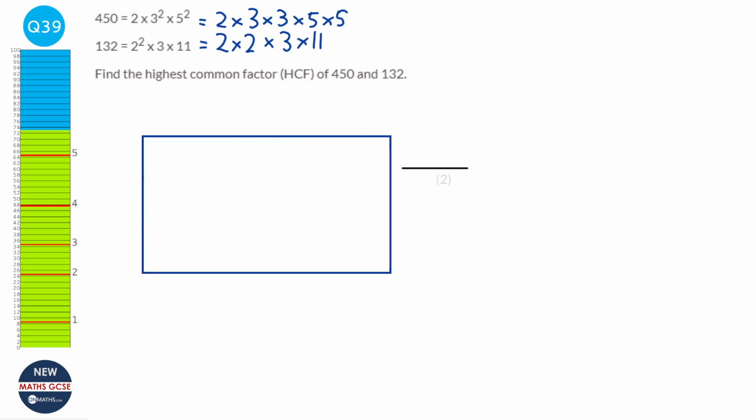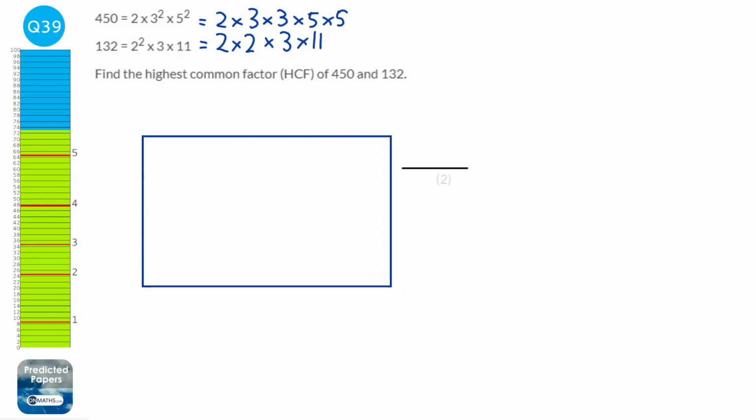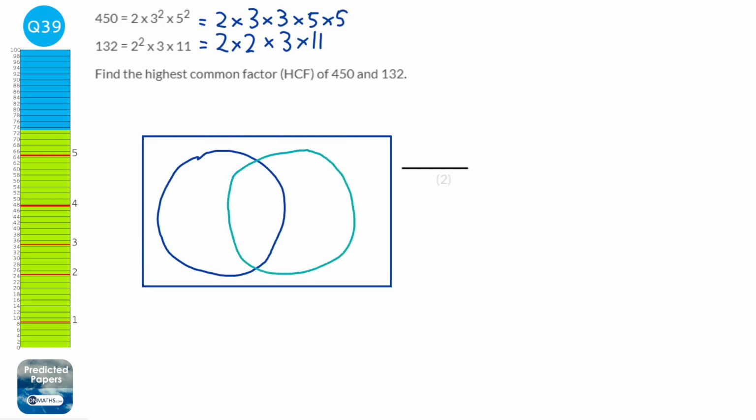So I'm just removing the squares, and we're going to draw ourselves a Venn diagram. So let's just do a rectangle on the outside. I'm going to try and do some nice circles here. Try my best anyway. On the left hand side we have the 450, on the right hand side we have the 132.